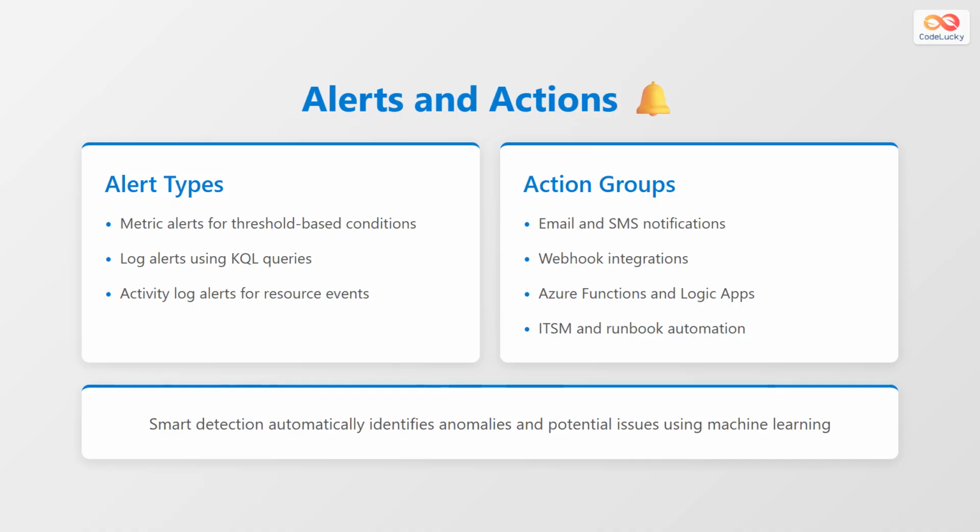When alerts trigger, they can execute action groups, which define how you want to be notified or what actions to take. You can configure email and SMS notifications, webhook integrations for custom systems, Azure Functions and Logic Apps for automated workflows, and ITSM and runbook automation for comprehensive incident response. Additionally, Smart Detection uses machine learning to automatically identify anomalies and potential issues without requiring manual configuration.